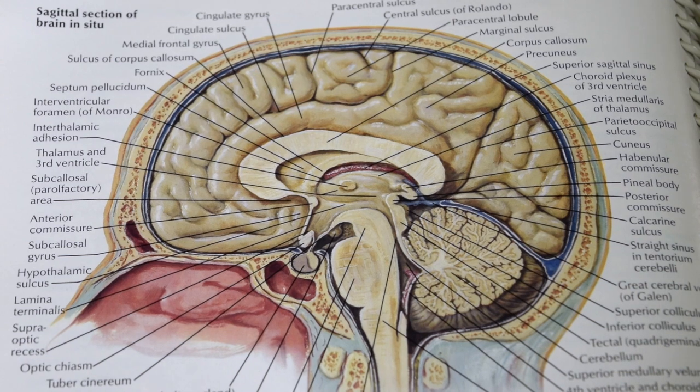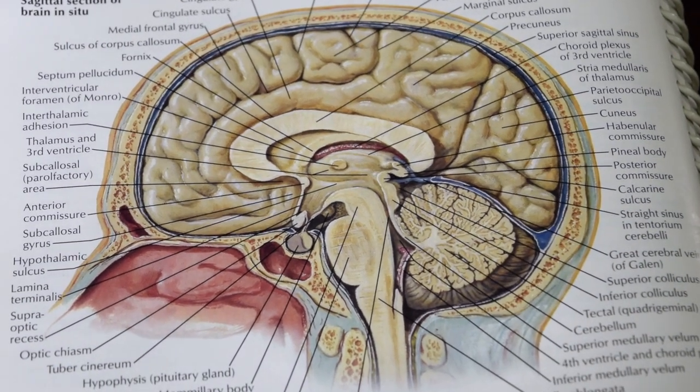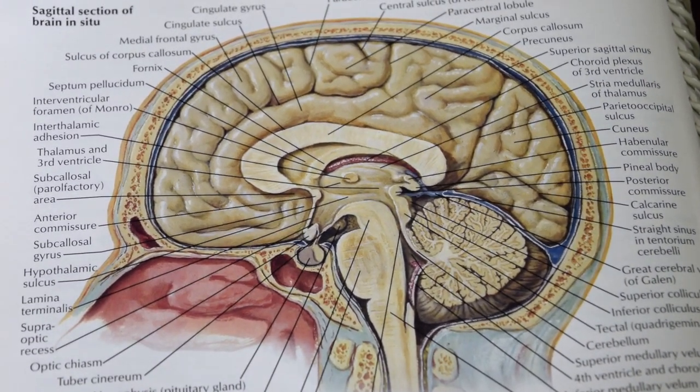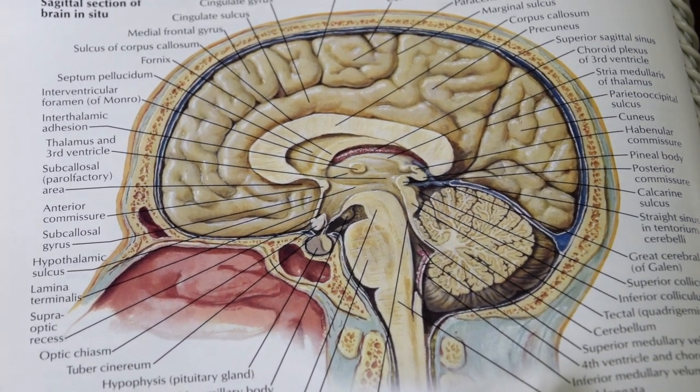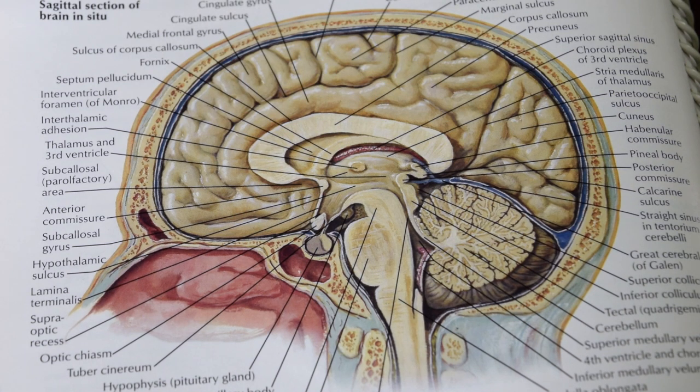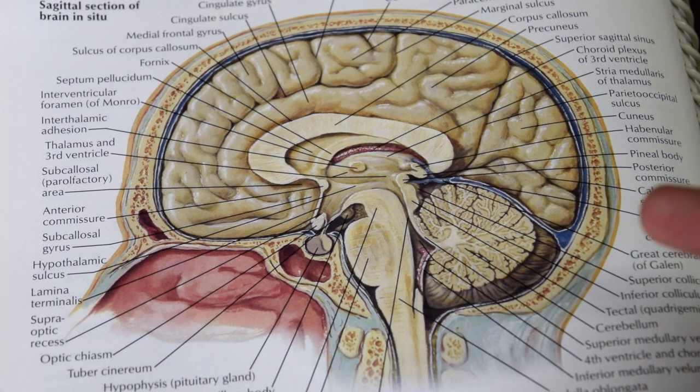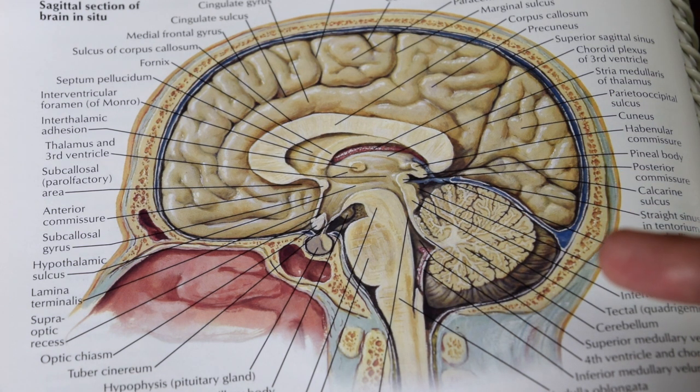Don't panic right away. This is quite a busy picture right now. But when we divide this and understand different parts, it gets very easy. Now, how are we seeing this brain? How is the brain sliced to have this view? Which one is the anterior side, which one is the posterior side? Can you identify?